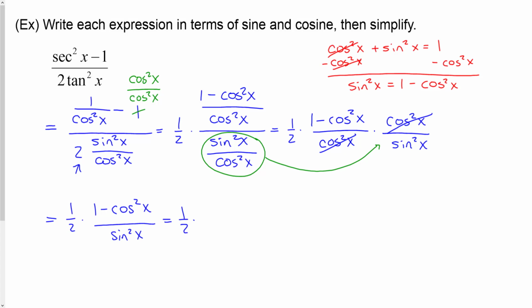So this is 1/2 times sine squared x over sine squared x. These are now going to cancel, and I'm just going to be left with the constant value 1/2. So again, something else that simplifies quite a bit. There are no trig functions left at this point.